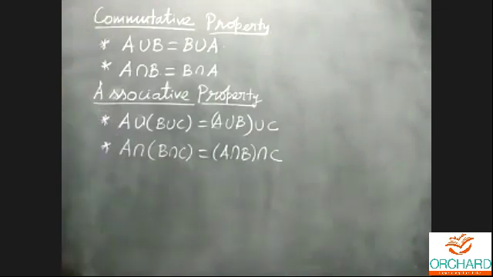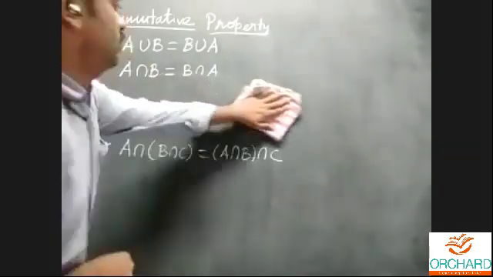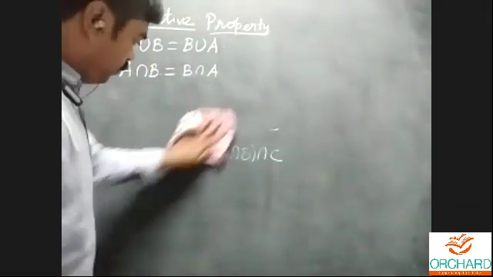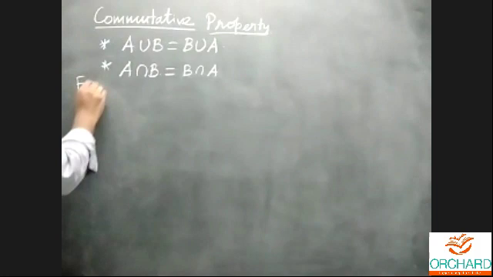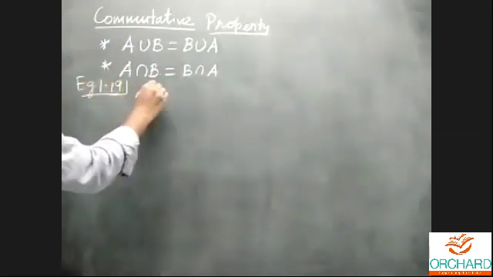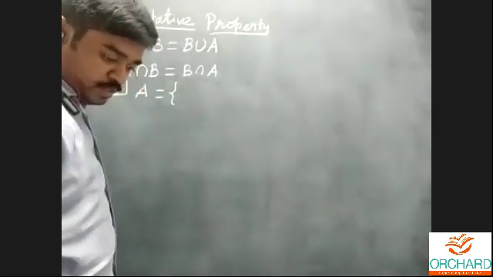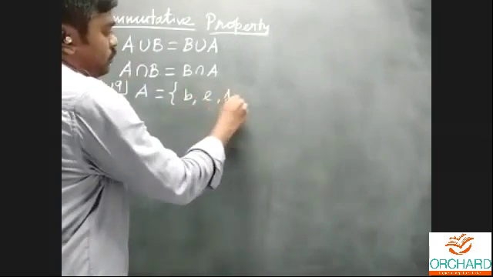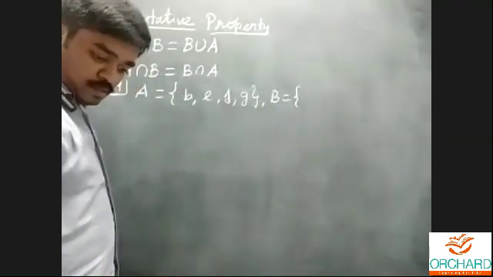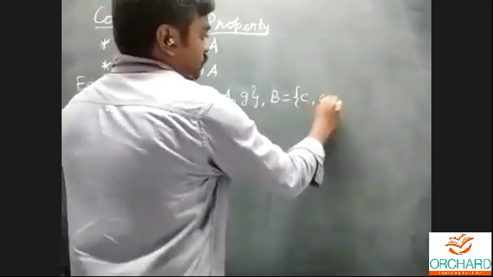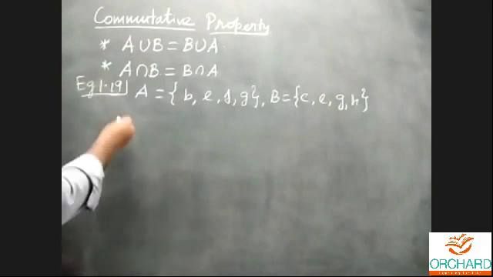Okay, I'll go with an example for commutative property for both union and intersection. One problem covers both things. Example 1.19. The elements of set A are given: B, E, F, G. The elements of set B: C, E, G, H. Okay, let's first find A union B.